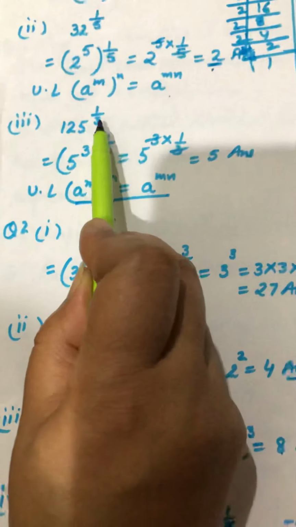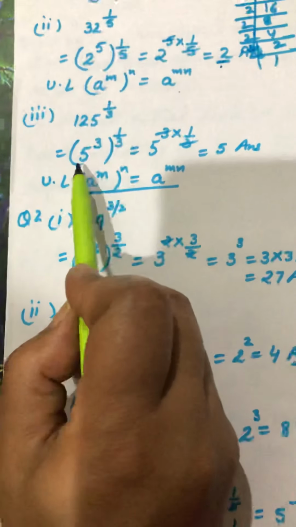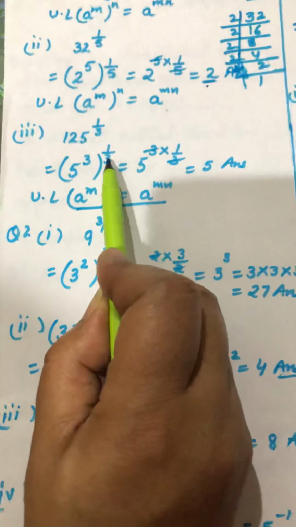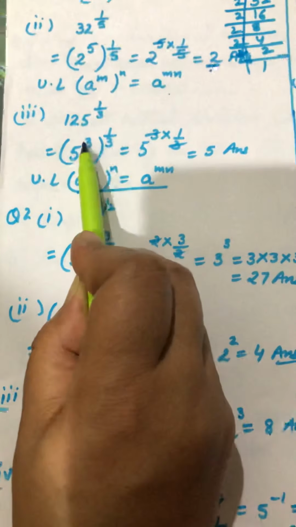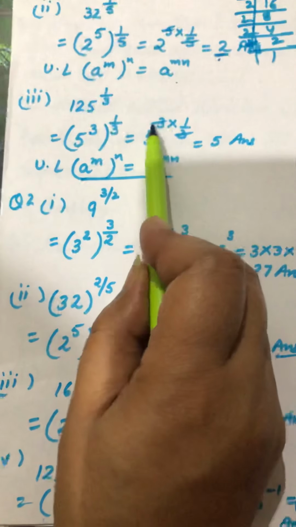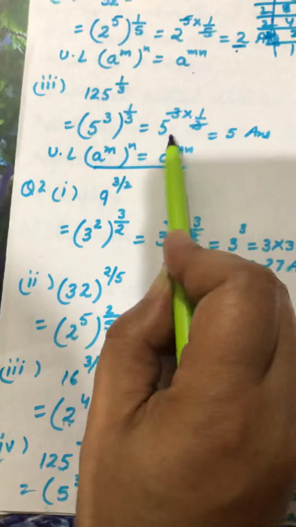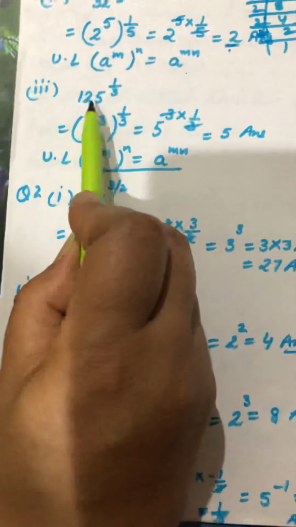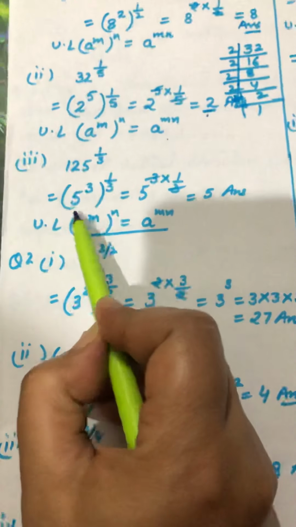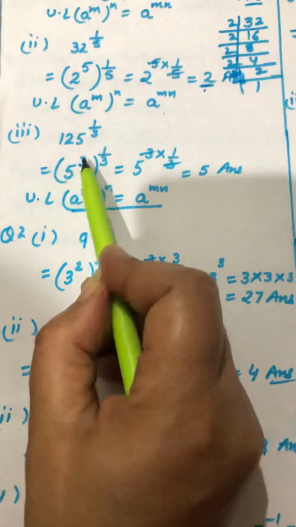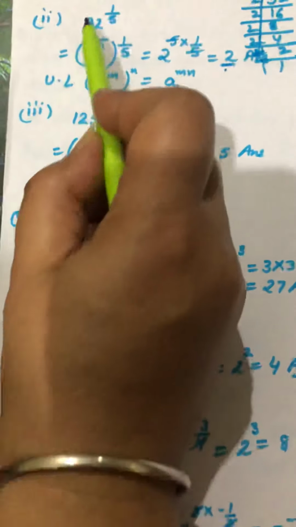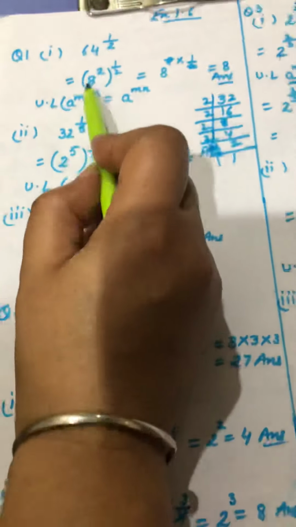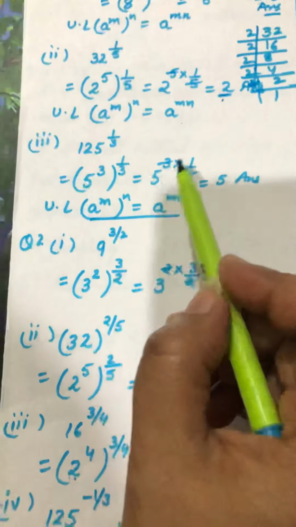Third part is 125 raised to power 1 by 3. 125 will be written as 5 cube whole power 1 by 3. So again m into n will multiply, both powers will multiply. After multiplying the powers, 3 and 3 will cancel out and we are left with 5 as the answer. So here in these parts you can make prime factors of bases and you can get the required power in base and power form. Like 125 you will get as 5 cube, 32 as 2 raised to power 5, 64 as 8 square, and so on, right?